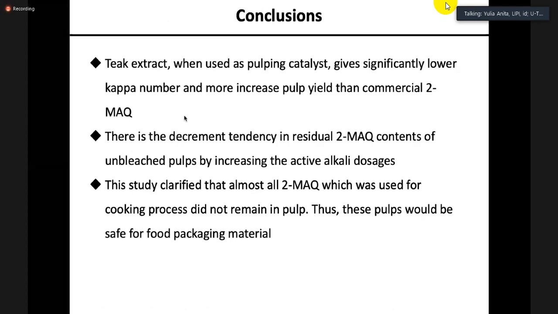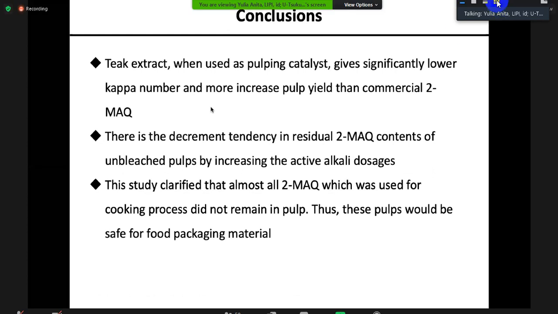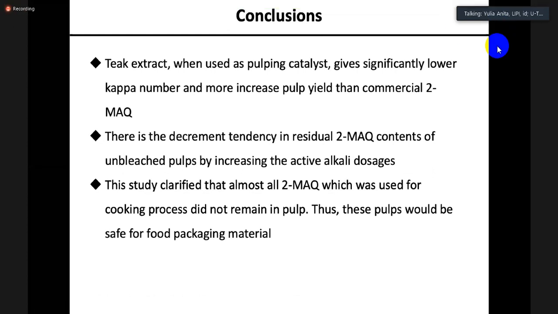Conclusion: thick extract when used as pulping catalyst gives significantly lower Kappa number and more increased pulp yield than commercial 2MAQ. There is a decrement tendency in residual 2MAQ content of unbleached pulp by increasing the active alkali dosage. This study clarified that almost all 2MAQ, which was used for the cooking process, didn't remain in the pulp. Thus, this pulp would be safe for food packaging material.